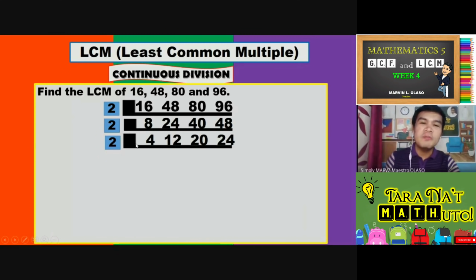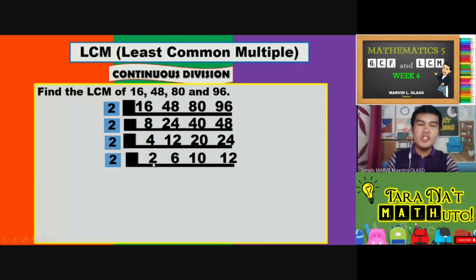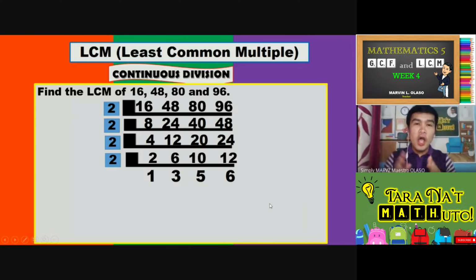Obviously, pwede ulit sa 2. So, divide na ulit. We have 2, 6, 10, and 12. Obviously, pwede pa rin sa 2. Divide na ulit yung 4 na number sa 2, we have 1, 3, 5, and 6. So, 4 na lang natitira. Wala nang pwedeng i-divide sa lahat. So, anong pwede? Tingnan mo yung dalawang numbers na pwede pang ma-divide.